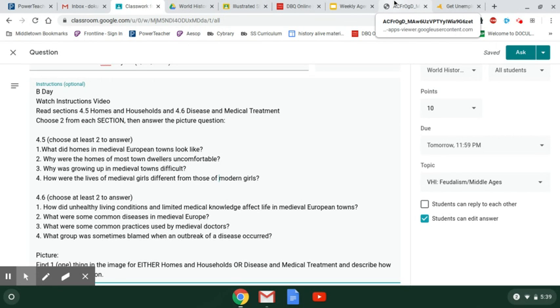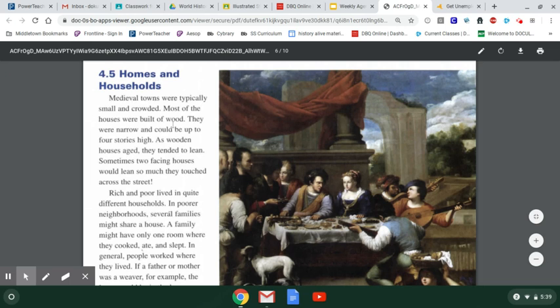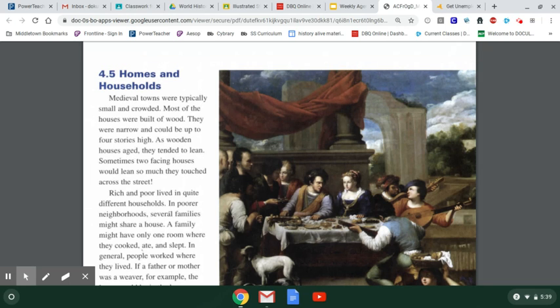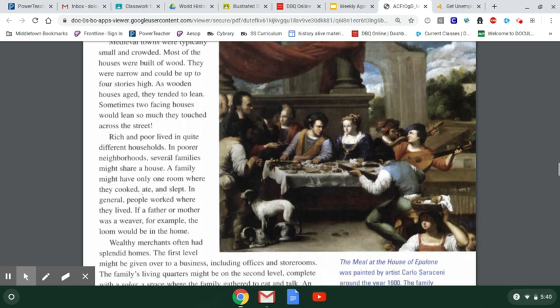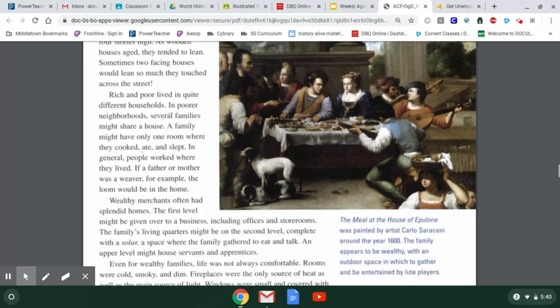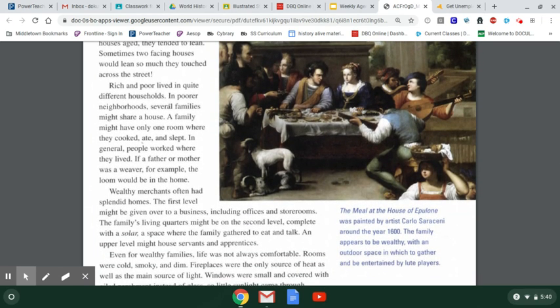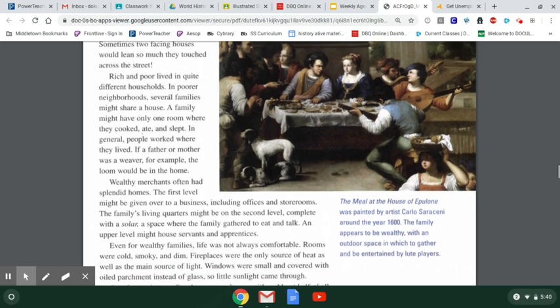All right, so let's read the section 4.5, homes and households. Medieval towns were typically small and crowded, as we saw in the picture. Most of the homes were built of wood. They were narrow and could be up to 4 stories high. As wooden houses aged, they tended to lean. Sometimes 2 facing houses could lean so much they touched across the street.